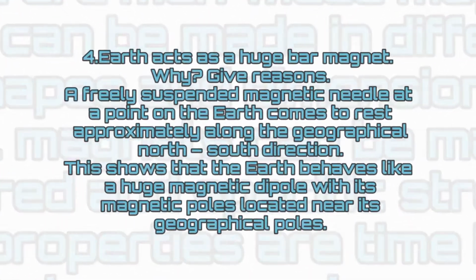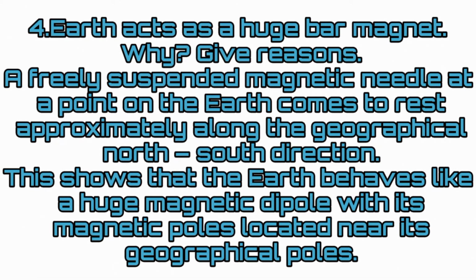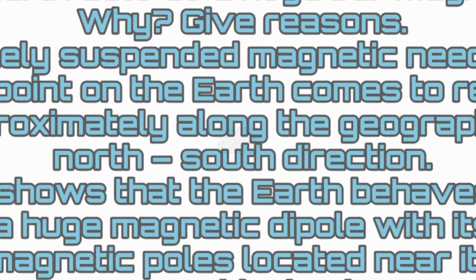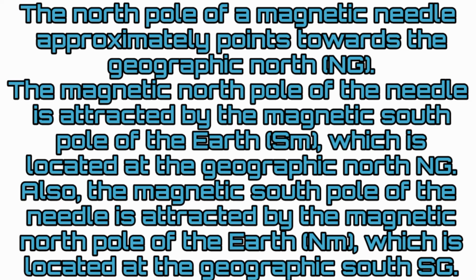Question number 4. Earth acts as a huge bar magnet. Why? Give reasons. Answer. A freely suspended magnetic needle at a point on the Earth comes to rest approximately along the geographical north-south direction. This shows that the Earth behaves like a huge magnetic dipole with its magnetic poles located near its geographical poles. The north pole of a magnetic needle approximately points towards the geographic north. The magnetic north pole of a needle is attracted by the magnetic south pole of the Earth, which is located at the geographic north.